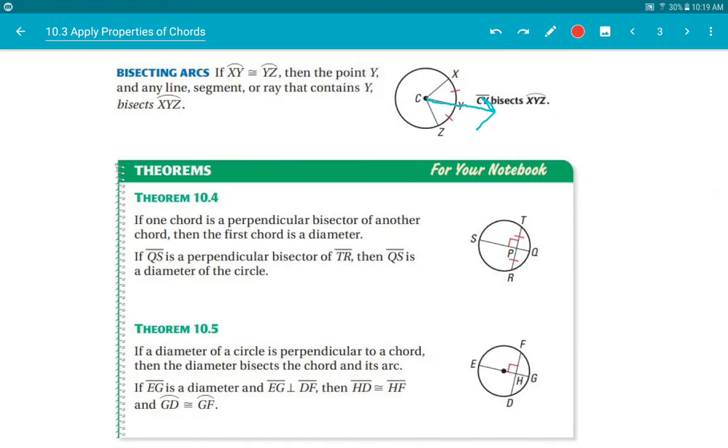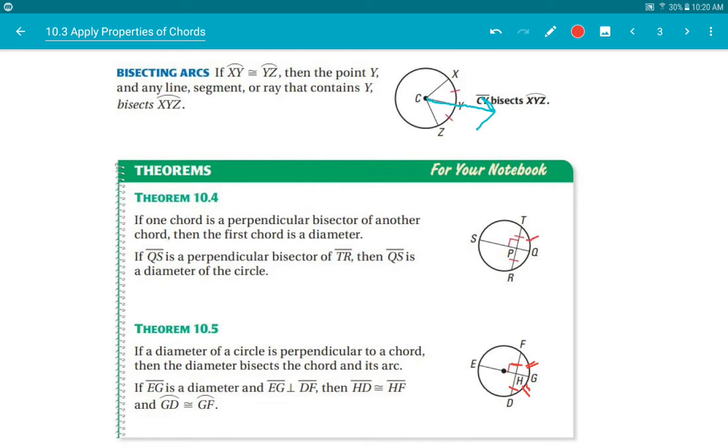The second one here is: if a diameter of a circle is perpendicular to a chord, then the diameter bisects the chord and its arc. Basically it's kind of like the converse. You have the center here. It's perpendicular to the chord, so I know that these two segments are going to be congruent, and if those two parts are congruent, then it's also going to cut these two arcs into congruent pieces. So it works hand in hand.